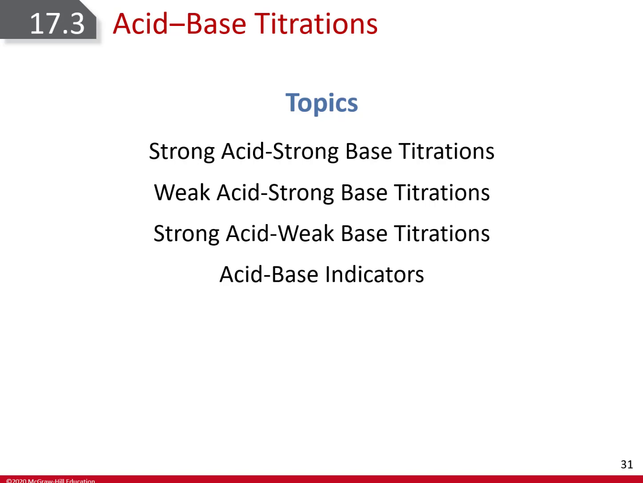So a buffer is a weak acid and its conjugate base. We can't just go out and buy a conjugate base, so it's the salt of the weak acid. And then it could be a weak base and its conjugate acid, but you can't go out and buy just the conjugate acid. You have to buy the salt of the weak base.